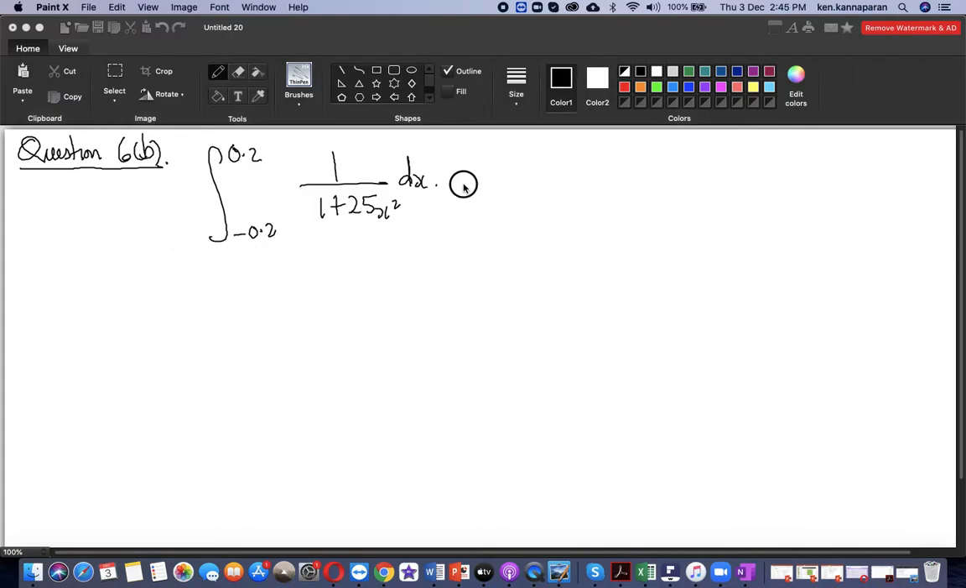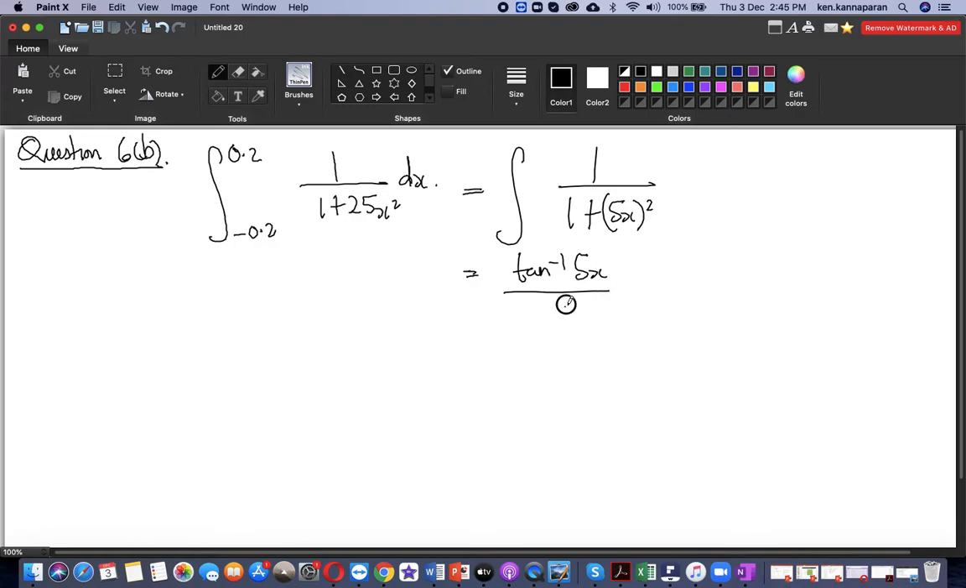So again, to do this, we have to break it in terms of ax. So 1 plus 5x squared, and 5x squared will give me 25x squared. So this will give me inverse tangent 5x. Okay, and differentiating 5x is 5, and the limit is between negative 0.2 to 0.2. Okay, sub those values inside.